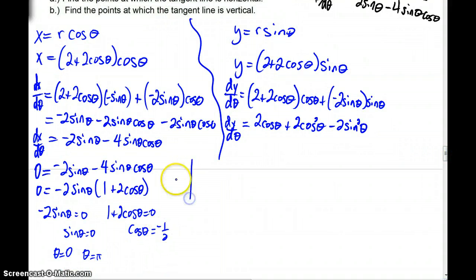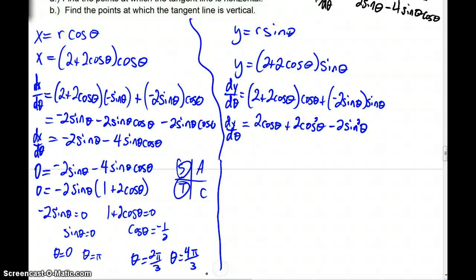What about cosine? Where is it negative? Well, all students take calculus. Cosine is negative in the second and the third quadrant. With a reference angle of pi over 3, you could quickly come up that theta would be 2 pi over 3 and theta would be 4 pi over 3. These are all angles in radians for which our denominator would be 0. Now, we do have to carefully check through what's happening with our numerator. Our numerator, dy d theta, we're going to set equal to 0 as well.